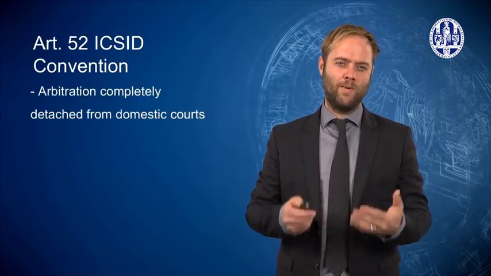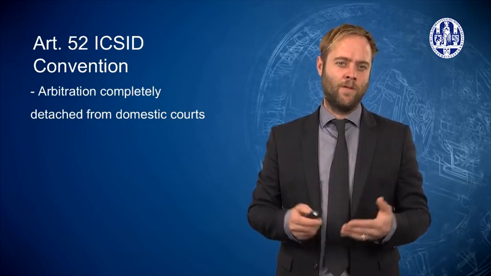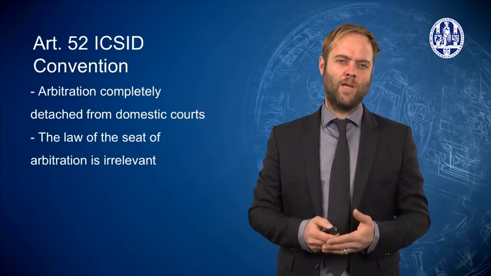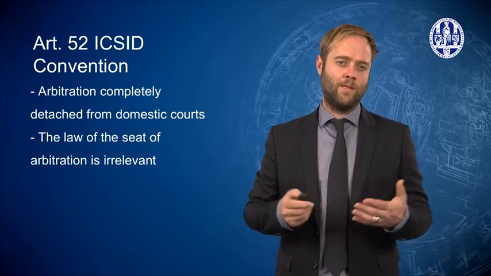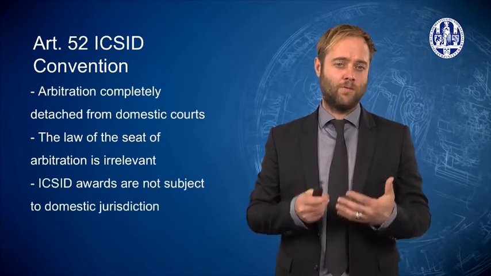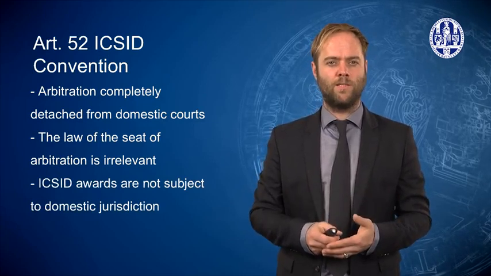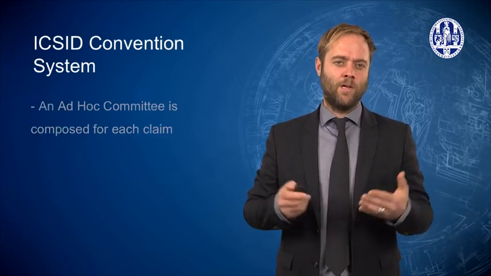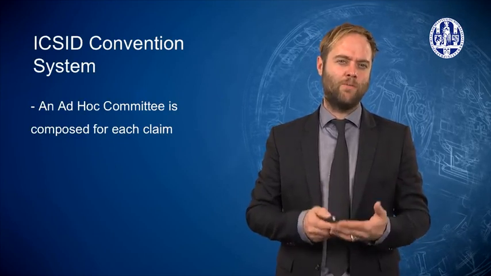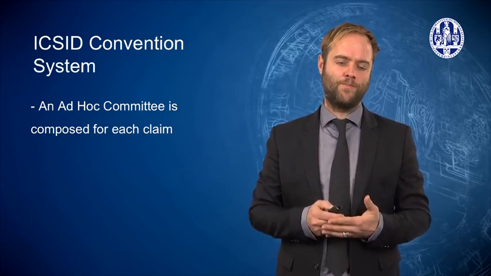Under the ICSID Convention, the annulment of an award is regulated in Article 52. ICSID arbitration, as you will remember, is a form of arbitration which is completely detached from the domestic courts. As a consequence, the law of the seat of arbitration is irrelevant for ICSID arbitrations. ICSID awards are not subject to the jurisdiction of the domestic court where the seat of arbitration is situated. Instead, the ICSID Convention has its own system. An ad hoc committee, composed for each claim and comprised of 3 individuals appointed by the chairman of the ICSID Administrative Council, will decide on the claim in annulment of an ICSID award.